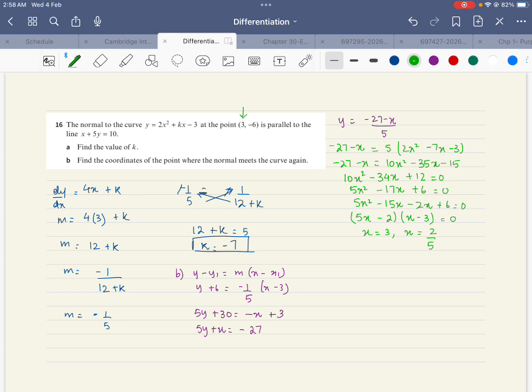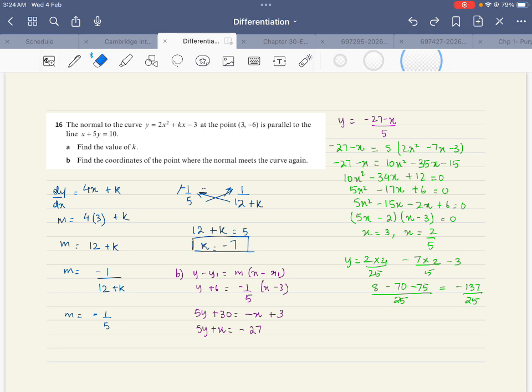x equals 3 is one point where we know that this normal to the curve meets the curve at this point, and we are going to put 2 upon 5 into the original equation to find the other point where this normal meets the curve again. We plug 2 upon 5 into the original equation and we get the value minus 137 upon 25.